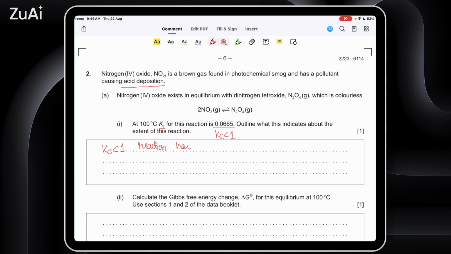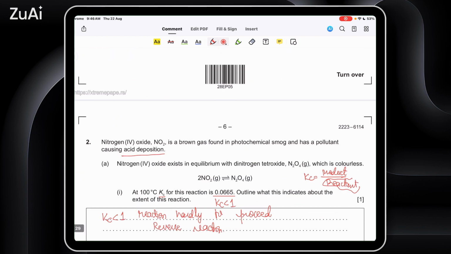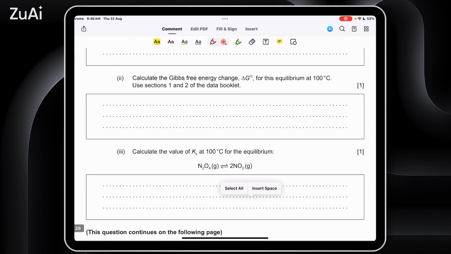Why? Because Kc is less than 1. Kc is basically product over reactant. That means if Kc is less than 1, predominantly there are reactants present. So that's why we can say that the reaction hardly proceeds, or we can say that this is the reverse reaction. That's what we need to know.